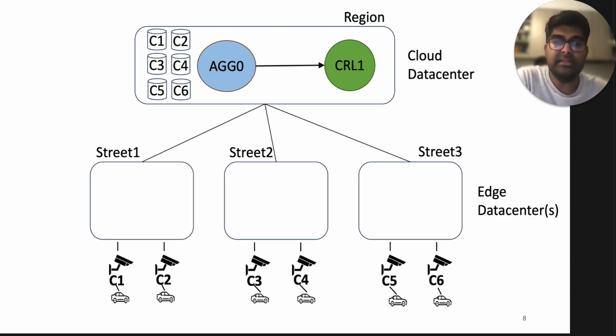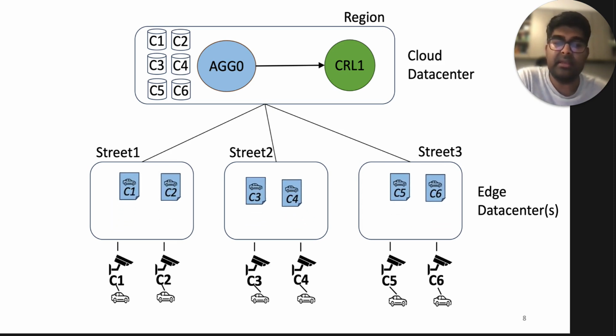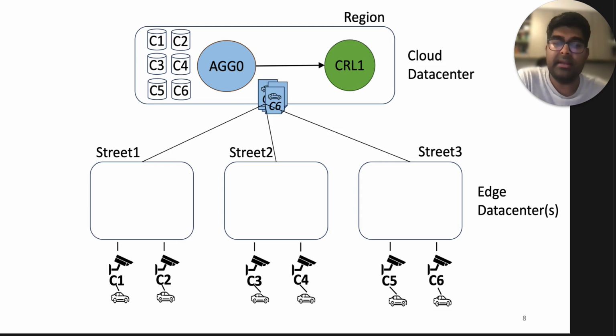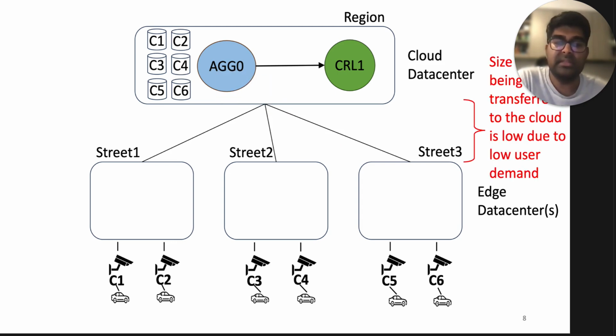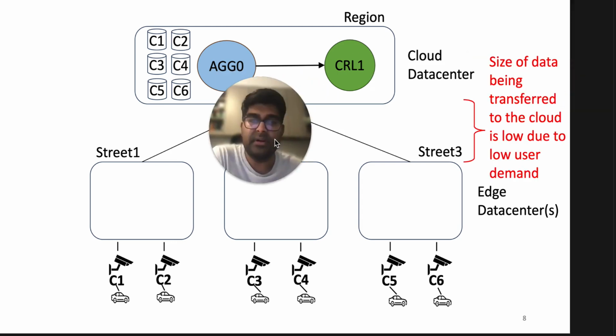To avoid this, infrastructure providers offer a hierarchy of data centers organized in the form of a tree. In this hierarchy, there are cloud data centers at the root or top of the hierarchy, with edge data centers being the leaves, which are located closest to the data sources. Now, if the traffic seen by the cameras is low, then this data can be streamed to the cloud since the amount of data being transferred is also low.